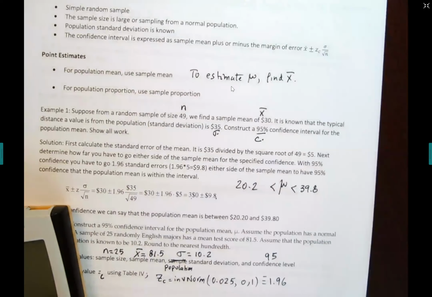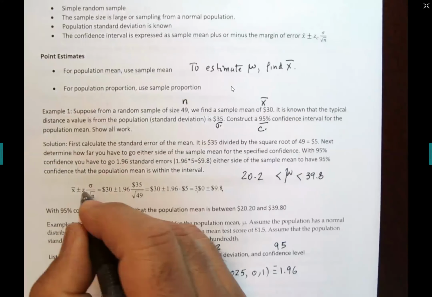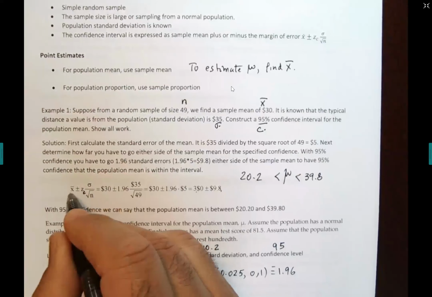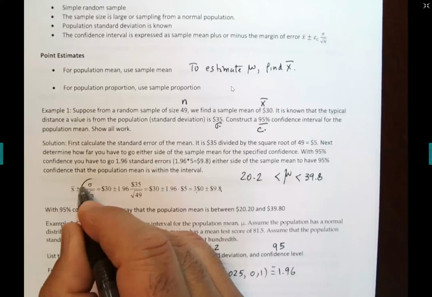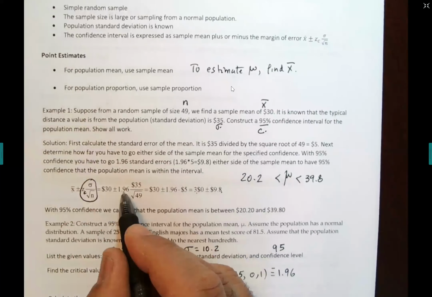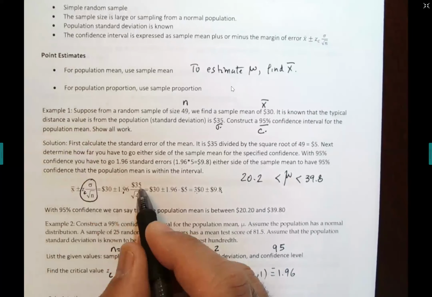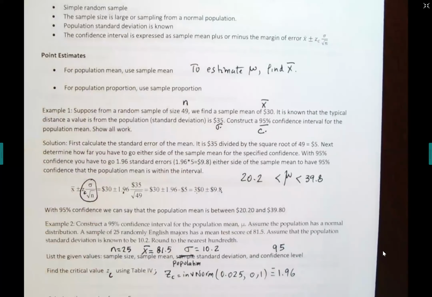Now you want to see, guys, how this was done by hand. X bar plus or minus E, and this is E. How did he find E? Zc is 1.96. You can memorize it from now. For 95% confidence level, Zc is going to be 1.96. He put the standard deviation, which is 35, and divided by square root of 49 to find E, guys. And that is what we did to find E.